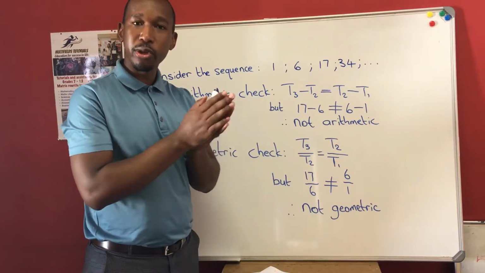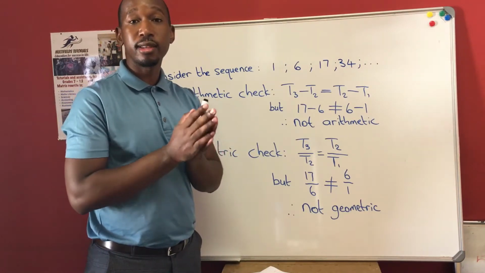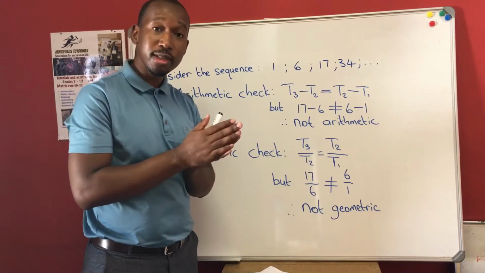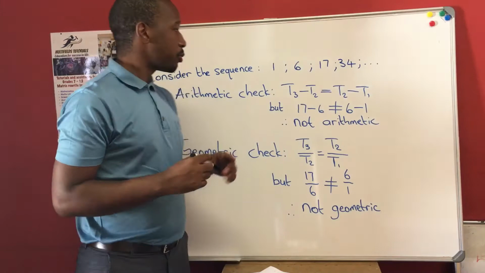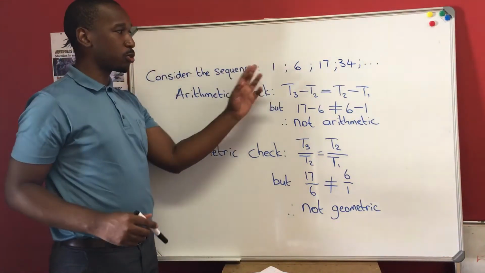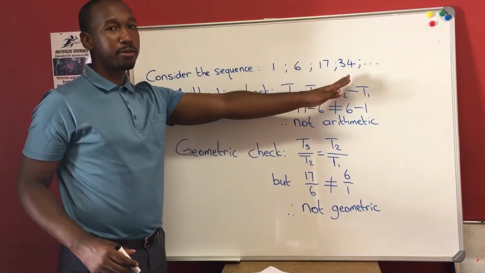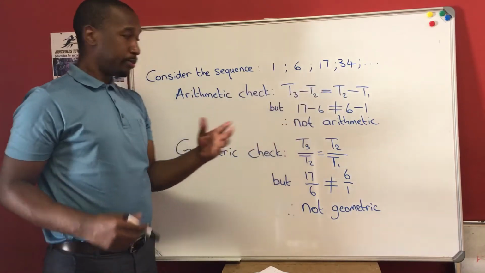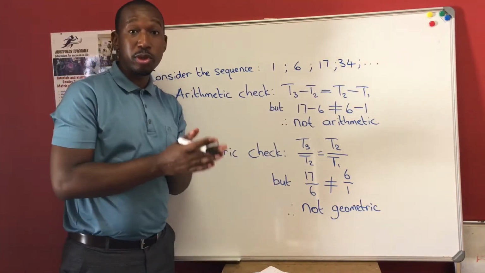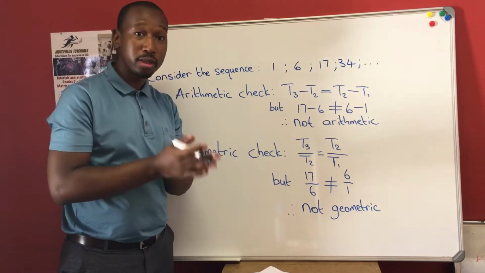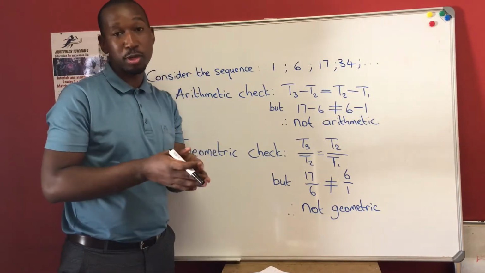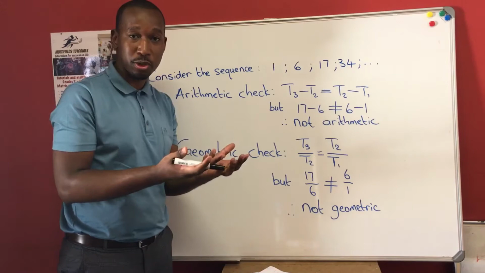So let's see how we go about the process of realizing that we are no longer dealing with a linear sequence and we are no longer dealing with a geometric sequence. Firstly, we're going to consider the sequence 1, 6, 17 and 34. Now, when we are given any sequence and we don't know what kind it is, it is quite common that we first check if it's arithmetic, because it would make our life much simpler if it was.